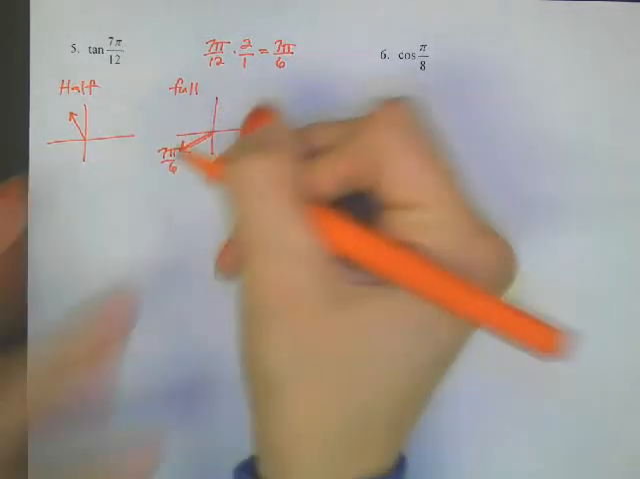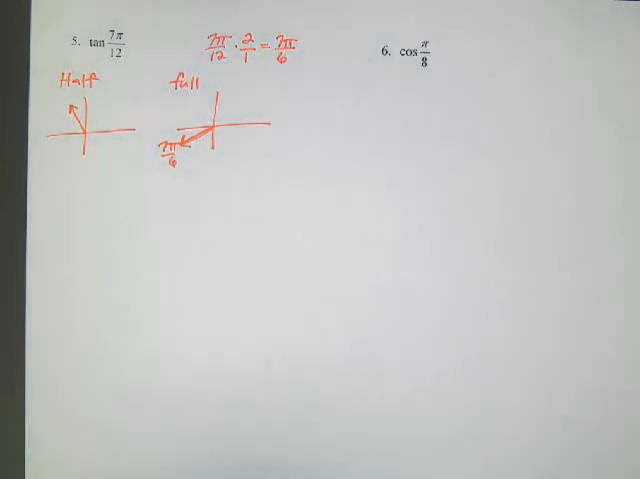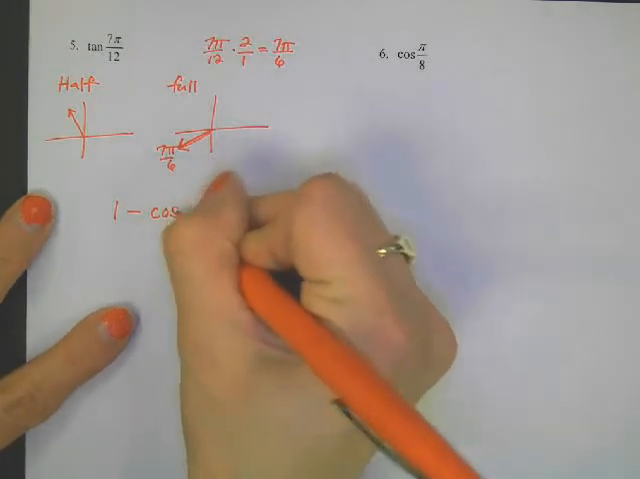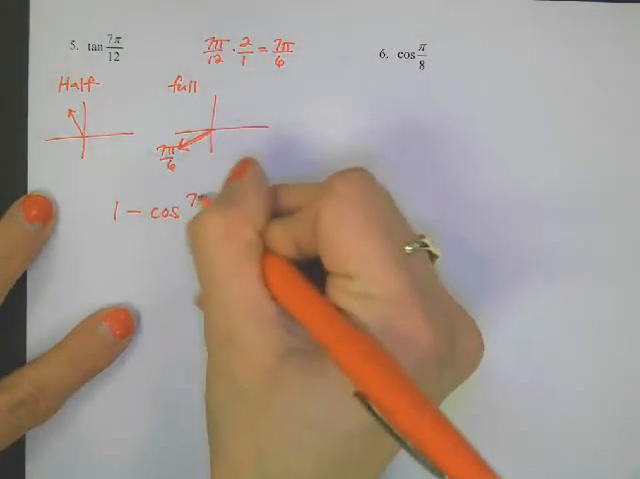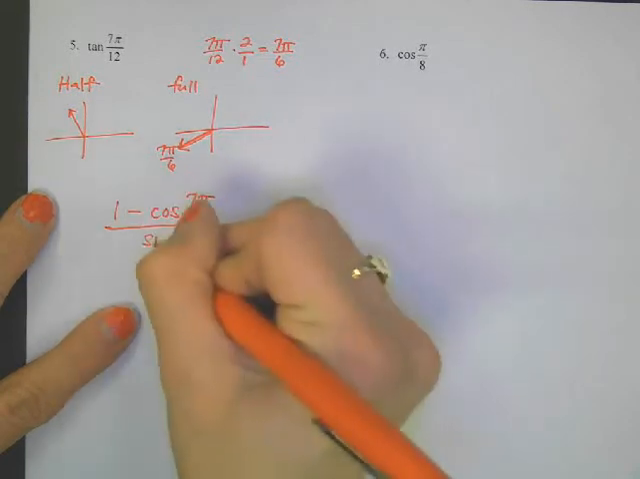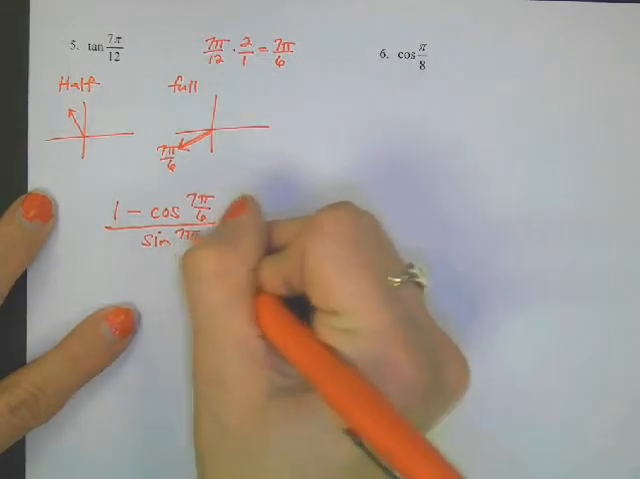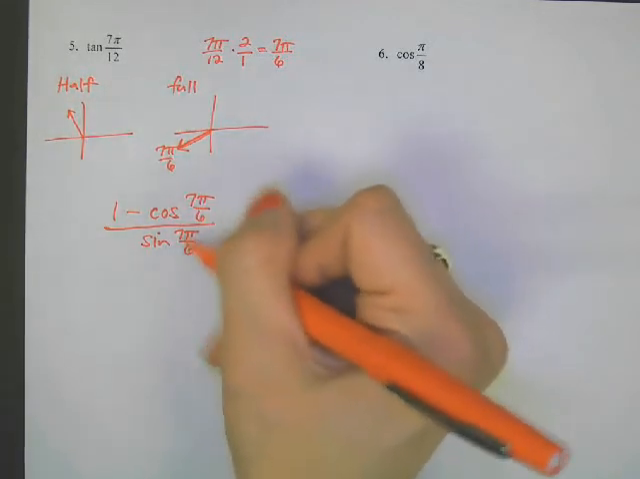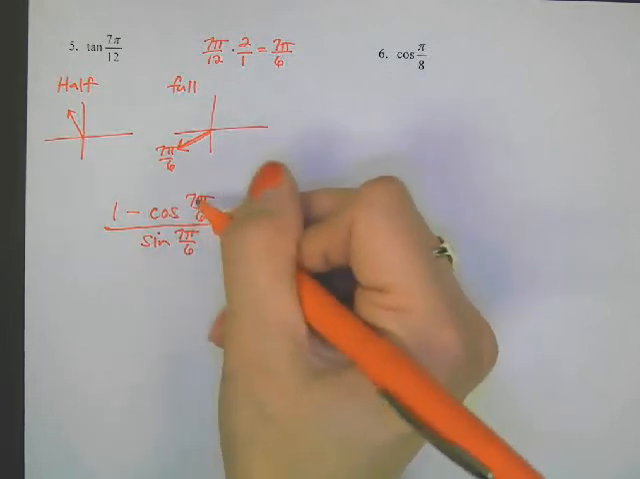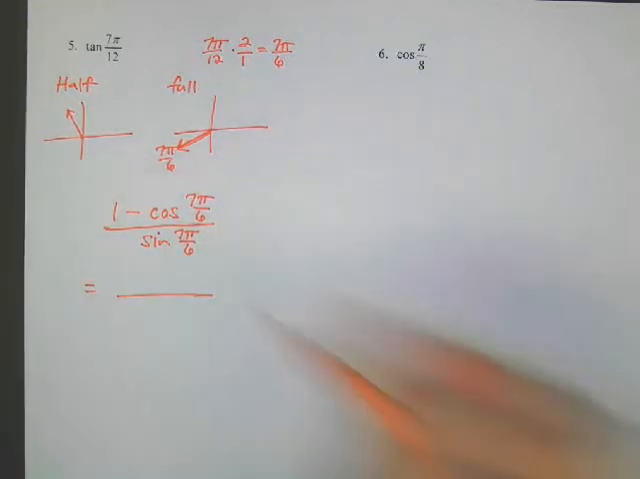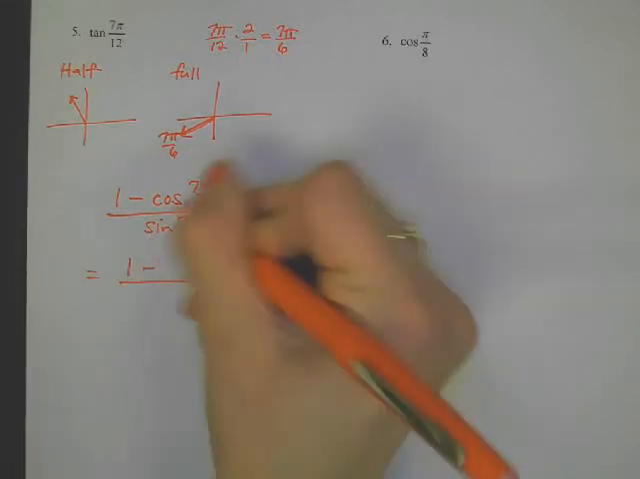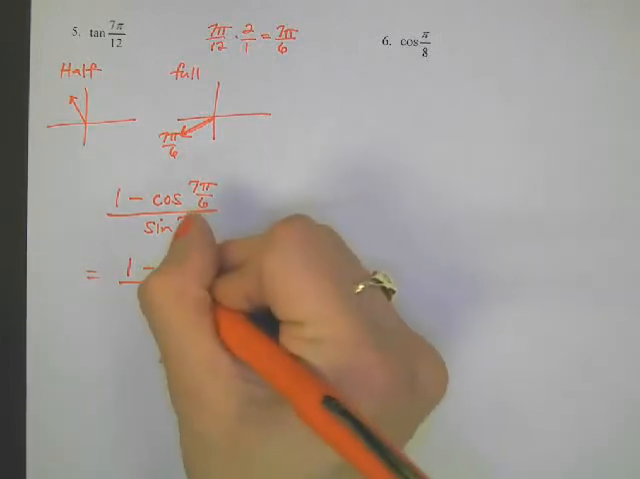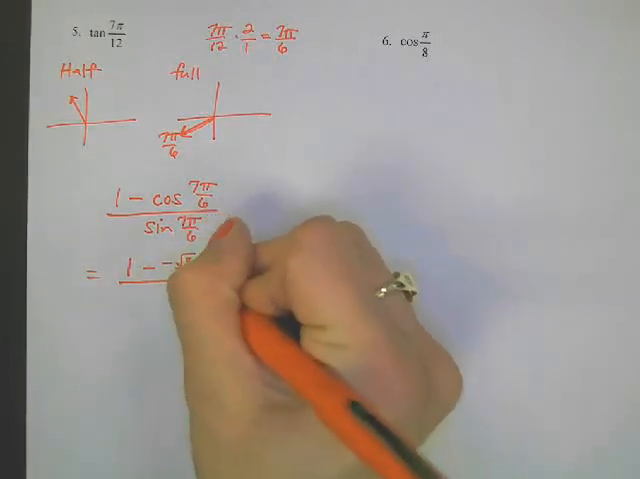7 pi over 6. Okay, tangent has a couple versions, but remember the one that I recommend goes 1 minus cosine of the full, 7 pi over 6, divided by the sine of the full, 7 pi over 6. Remember, you don't do weird things like put radical 3 over 2 or 1/2 in here. This says sine of the angle. The next step is where we use our unit circle knowledge. So what is the cosine for 7 pi over 6? Negative radical 3 over 2.